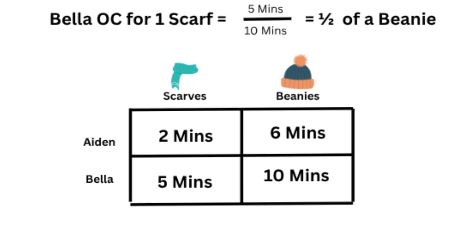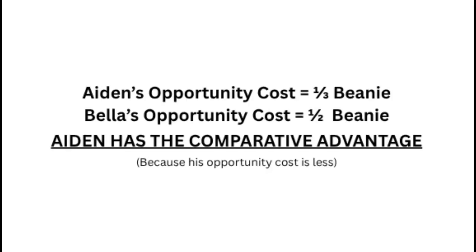For Bella, we're going to take the 5 minutes she takes to make one scarf, and then we're going to put the other under, which is the 10 minutes she takes to make one beanie. So every time she produces one scarf, she misses out on half a beanie. So when we compare these two, we can see that Aiden has a lower opportunity cost. He is missing out on less by producing a scarf. So this means he has the comparative advantage, and this means that he will produce the scarves.